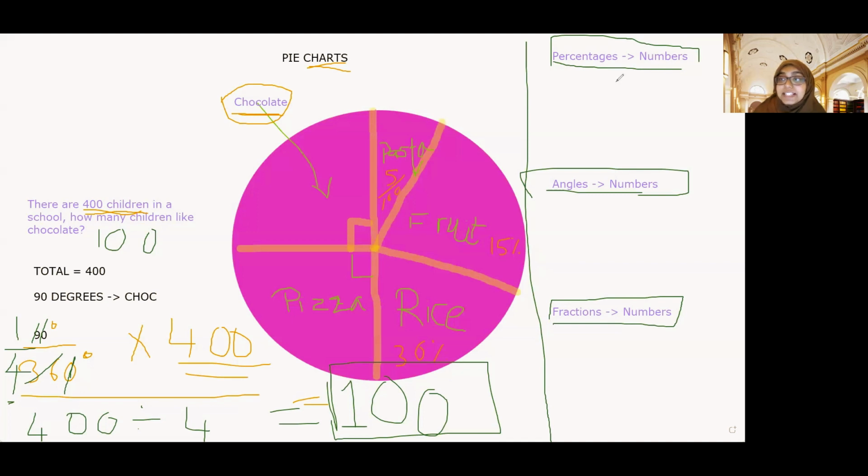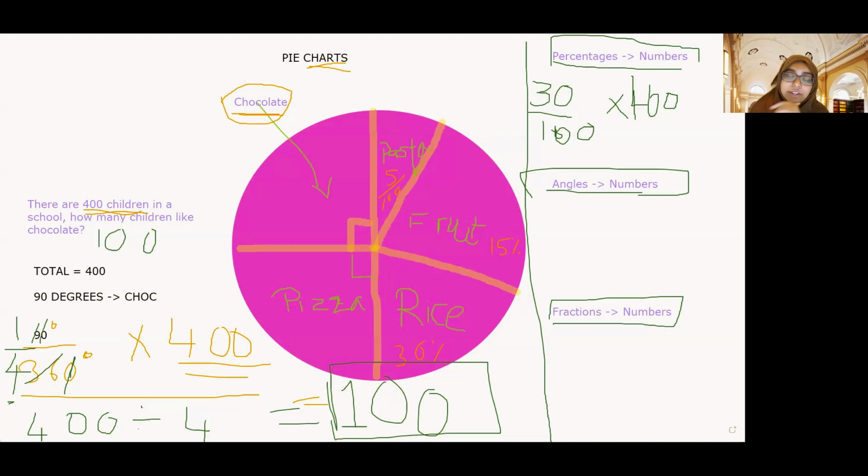So let's look at percentage to numbers first. Let's say we want to work out how many children actually like rice, because they give us 30% of children like rice, yeah? So what we would do is we'd do 30%, 30, and how do we write percent? Out of 100. So percent always means out of 100. So you do 30 out of 100, and then you would times it by the total. So what's my total amount of children? 400. Okay, so 30 out of 100 times 400, and you'd get your answer.